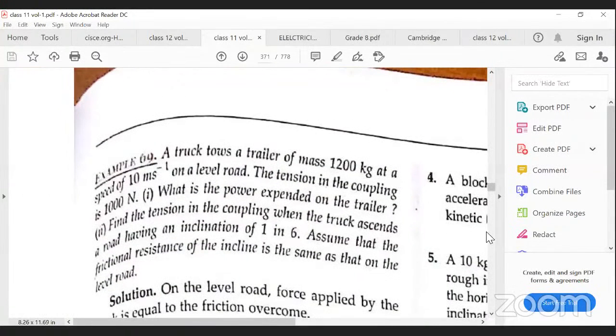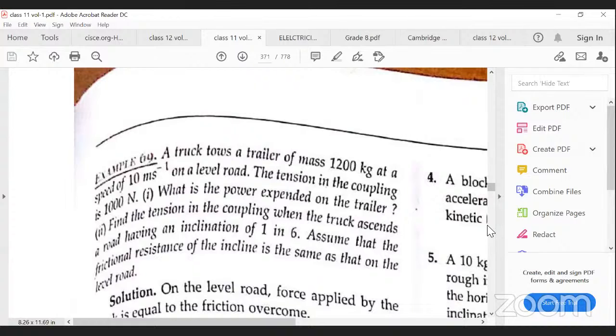A truck tows a trailer of mass 1,200 kgs at a speed of 10 meters per second on a level road. The tension in the coupling is 1,000 newtons. What is the power expended on the trailer? Find the tension in the coupling when the truck ascends a road having an inclination of 1 in 6. 1 in 6 is nothing but sin theta equals 1 by 6. Assume that the frictional resistance of the incline is the same as that on the level. Good.